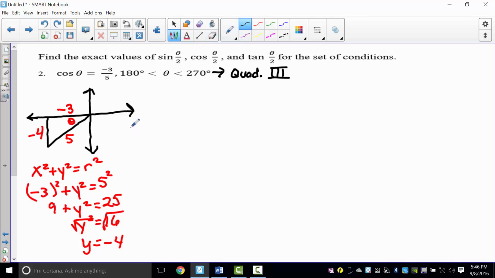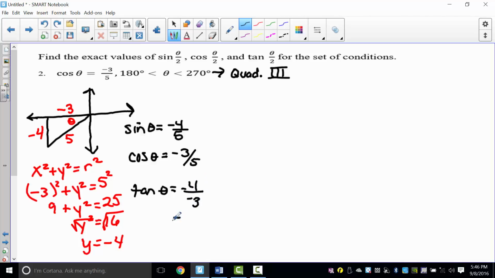Next, we're going to find the sine of theta. Sine theta is opposite over hypotenuse. Cosine theta was given, which was negative 3 over 5. So that makes tangent theta, opposite over adjacent, negative 4 over negative 3, which simplifies to positive 4 over 3. A negative divided by a negative is a positive.